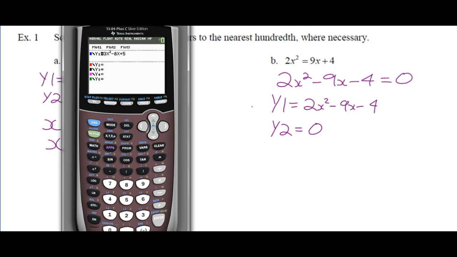So let's go back to y equals. I could clear this out or I can edit it in place. So 2x squared minus 9x minus 4. So there's the first one, and y2 equals 0. I'm going to hit graph to see what this looks like. A line.